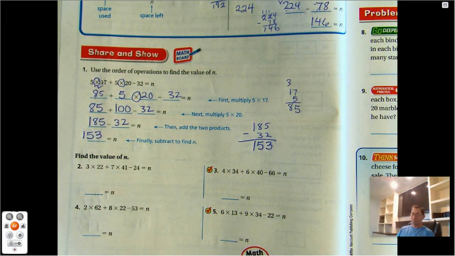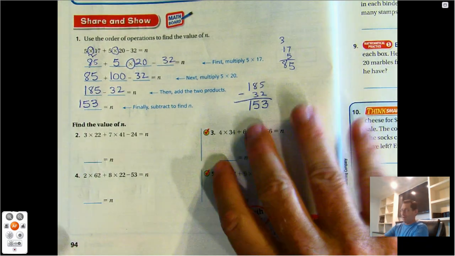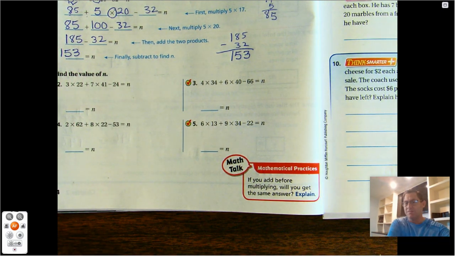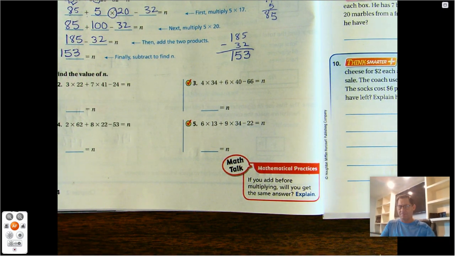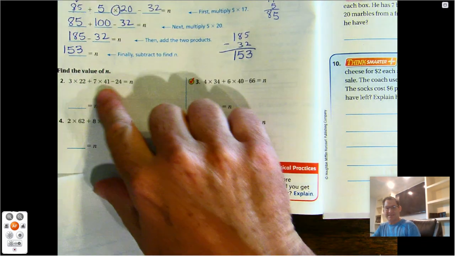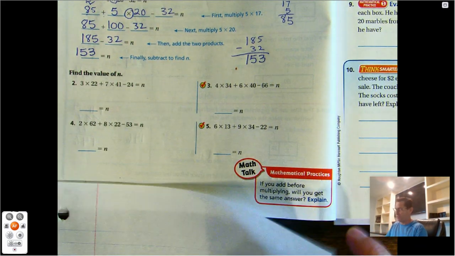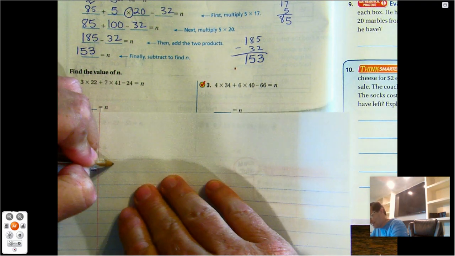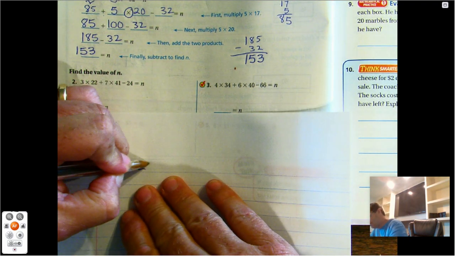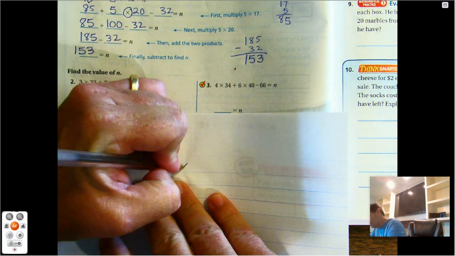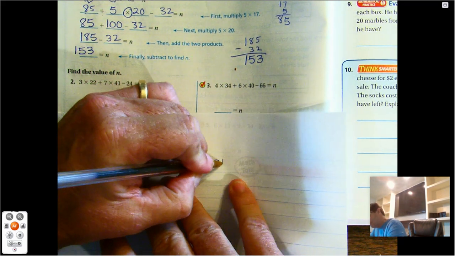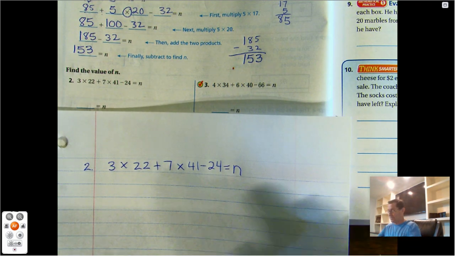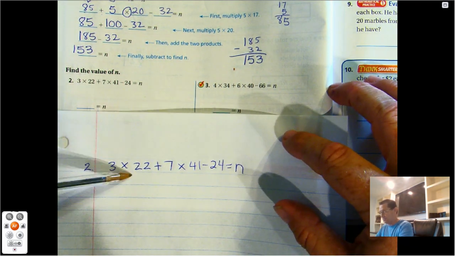Okay, so now let's move on to number 2. And I'm going to go ahead and get a piece of scratch paper to solve these problems, just because the space is kind of limited here, and I want to be able to show the different steps. So I'm going to copy the problem exactly as it's written. Okay, and so I'm just going to confirm that it matches 3 times 22 plus 7 times 41 minus 24.